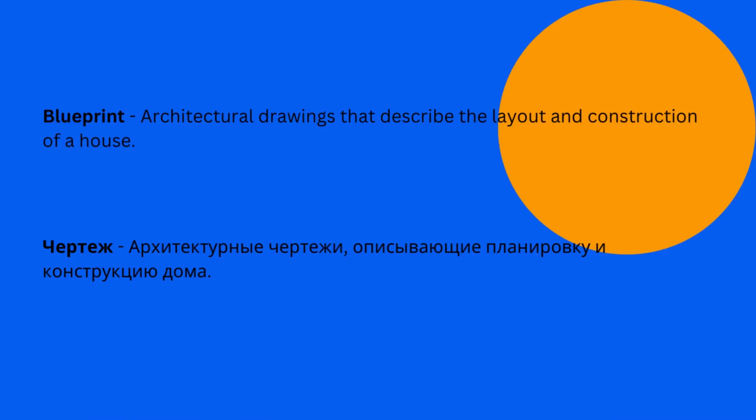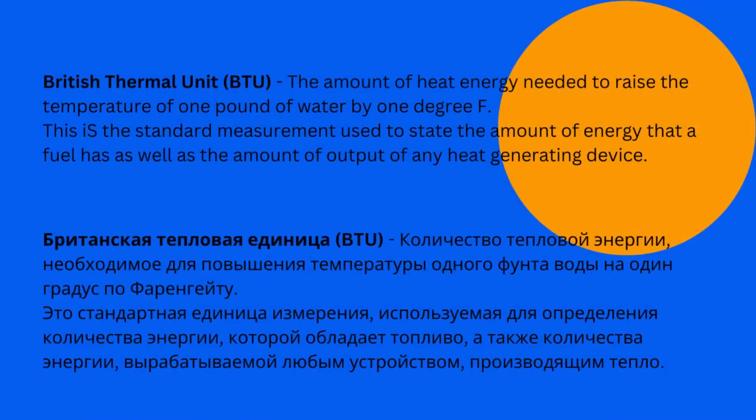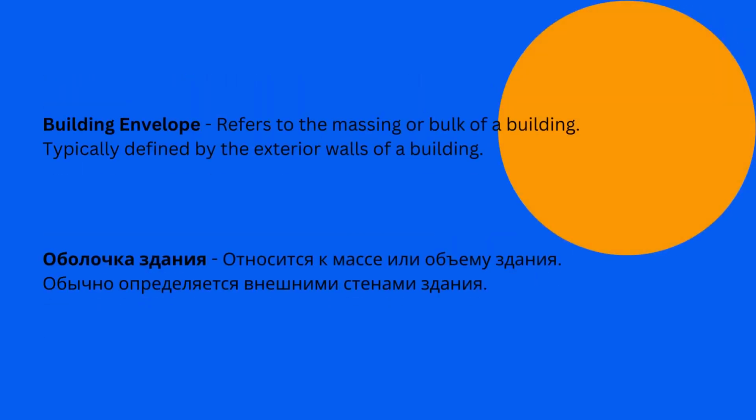Blueprint. Architectural drawings that describe the layout and construction of a house. British Thermal Unit, BTU. The amount of heat energy needed to raise the temperature of 1 pound of water by 1 degree F. This is the standard measurement used to state the amount of energy that a fuel has as well as the amount of output of any heat-generating device. Building envelope. Refers to the massing or bulk of a building. Typically defined by the exterior walls of a building.